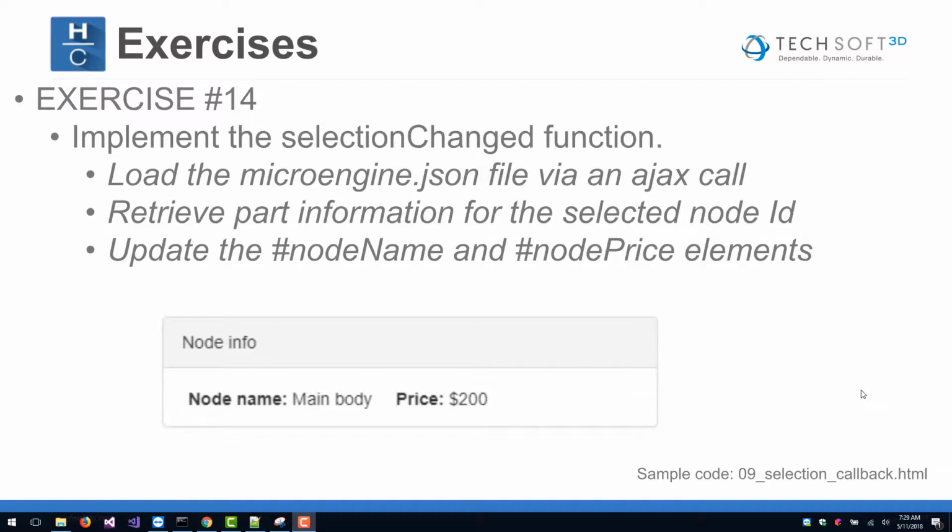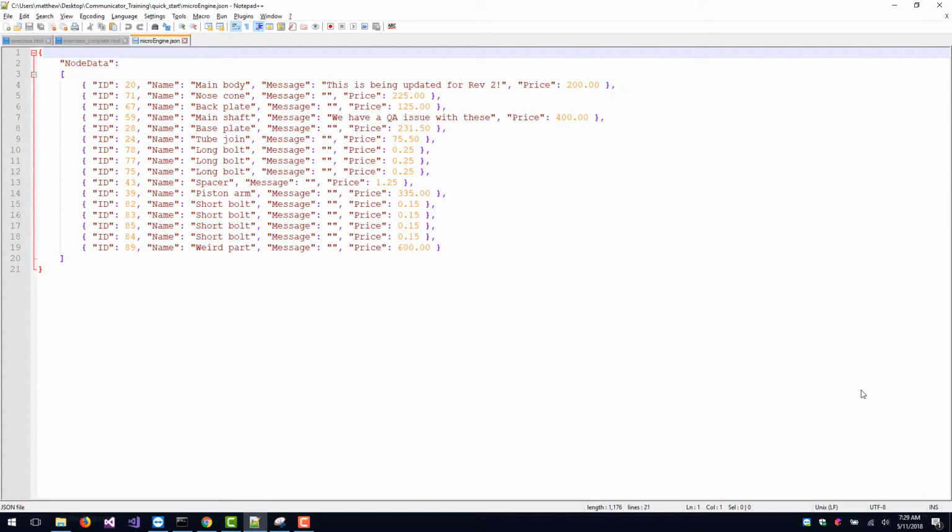This exercise simulates dynamically linking your own data to nodes in the WebViewer assembly tree. This exercise is a little more complex, so let's jump into the code and have a look. Before we begin implementing the selection changed event, let's have a look at the microengine.json file.